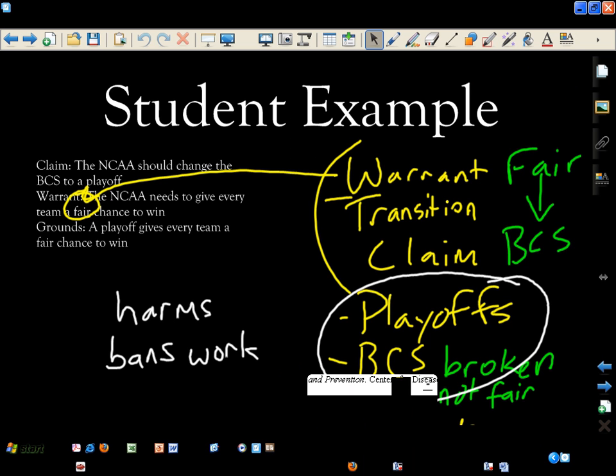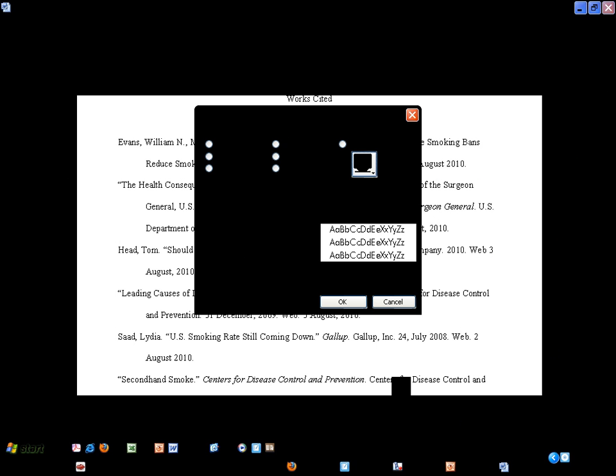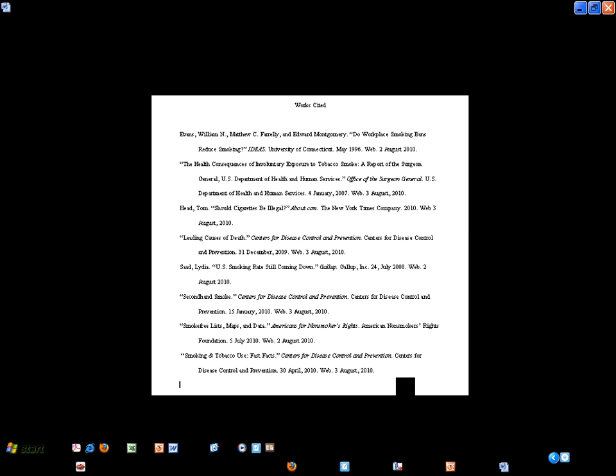Take a look at the works cited page that you have in front of you. Let me reduce it just a little bit. Look at the entire page. What do you notice about formatting? It's double spaced throughout. Thank you, Jordan. What else? Hanging indentation throughout. Anything else? Works cited is centered and up at the top.